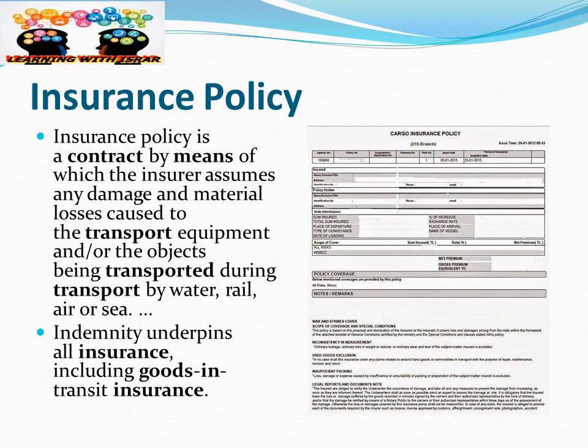Okay, the first document is our insurance policy, and you can see this shows what kind of insurance policy we have for a particular shipment. So an insurance policy is a contract by means of which the insurer assumes any damage or material loss caused by the transport equipment or the object being transported during the transport by water, rail, air or sea.